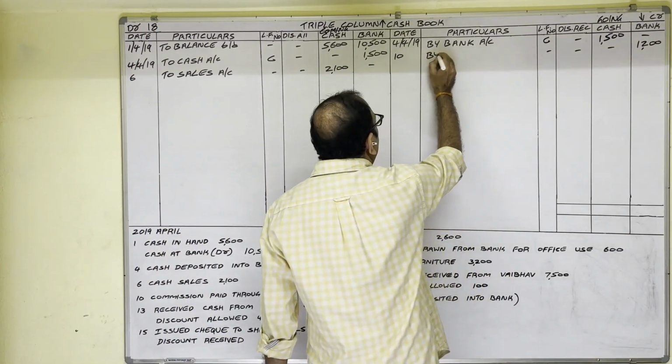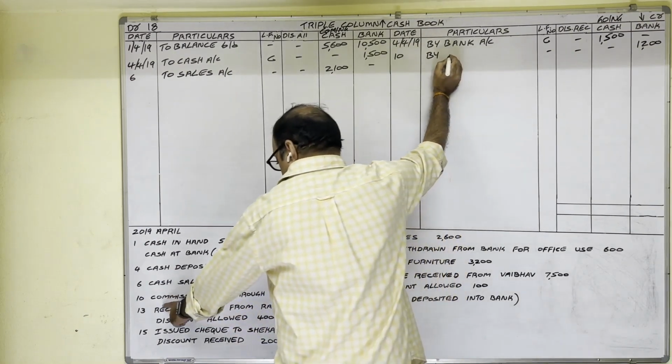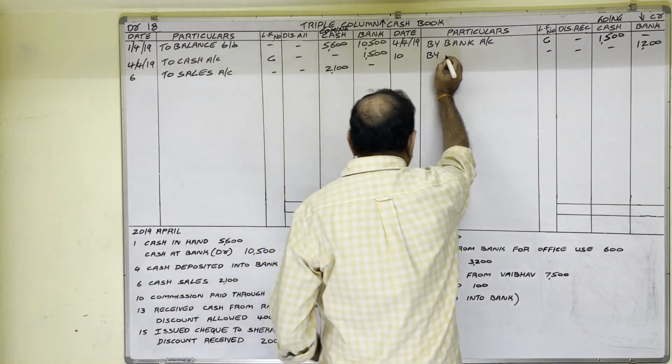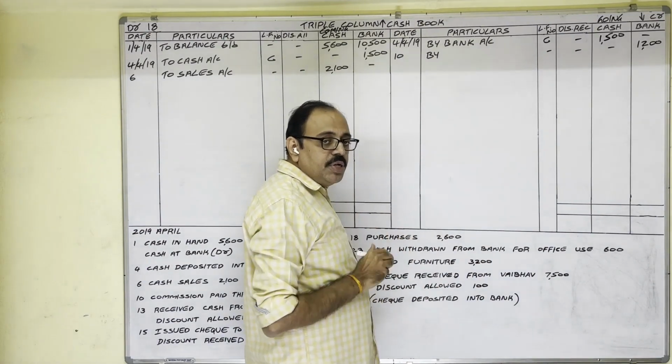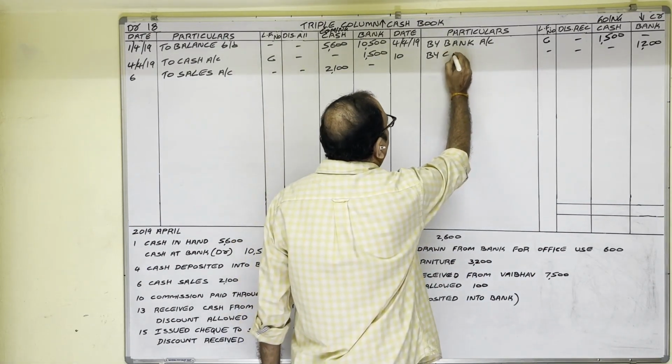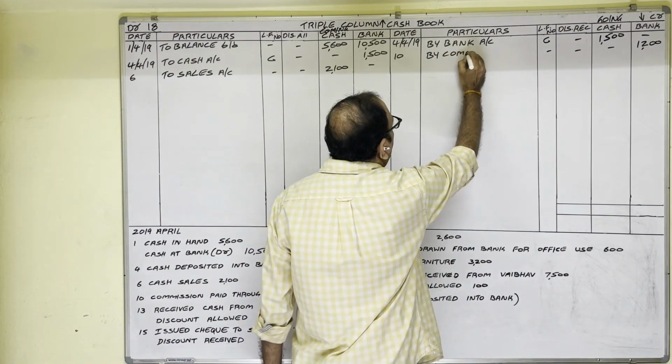What to write in the particulars column? Commission paid through Paytm. Here the expenditure name is commission. That commission word we should write by commission account.